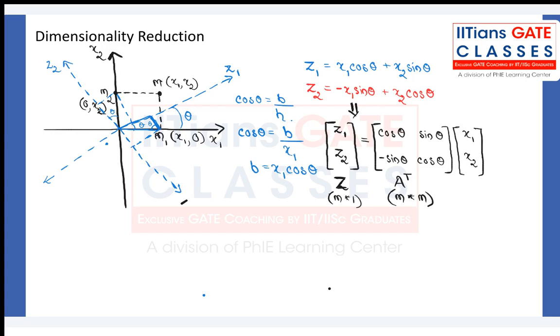Okay. And this is the vector x, the feature, right? And this one is m by 1 as well. Okay. So if this is A transpose, then what is A? You take the transpose of the above matrix, you get A. Cos theta, sin theta, minus sin theta, and cos theta.